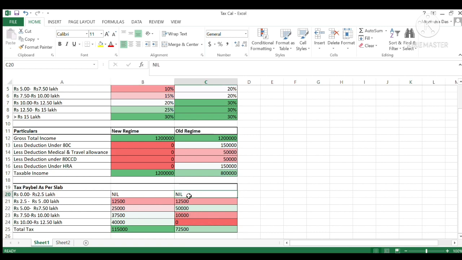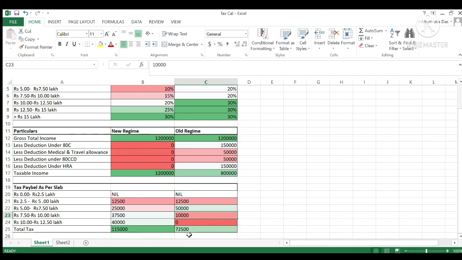As I said, the first 2.5 lakh is nil, the next 2.5 lakh is 5%, which is 12,500. The next 2.5 lakh is 20%, which is 50,000. You are left with 50,000 in hand, which is again 20%, which is 10,000 rupees. So here you are paying how much in total? 72,500 rupees. So if you opt for the old regime on a CTC of 12 lakh, you are saving 42,500 rupees rather than going into the next tax slab.